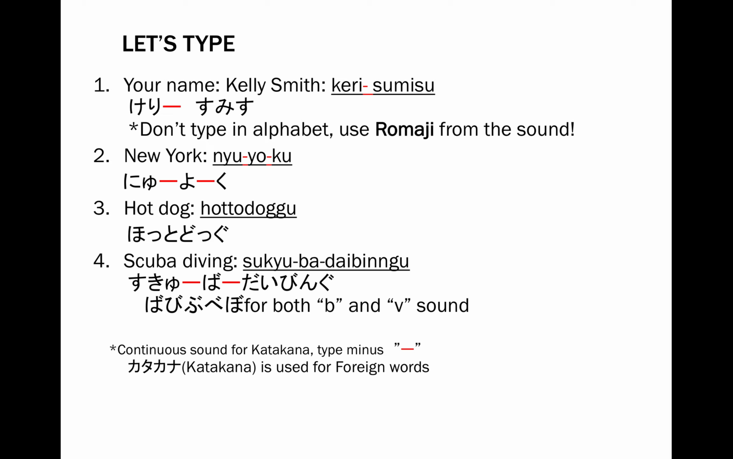For a continuous sound in katakana, type minus or dash. Katakana is used for foreign words, like people's and foreigners' names, places such as cities or states, names of food from foreign countries, or names of sports or activities. You use katakana.